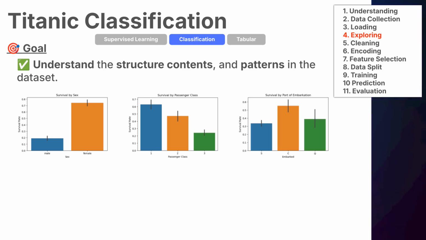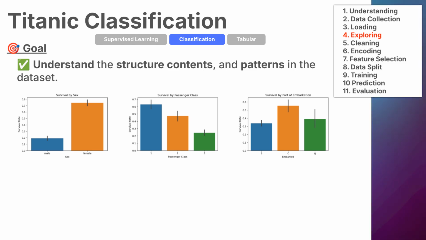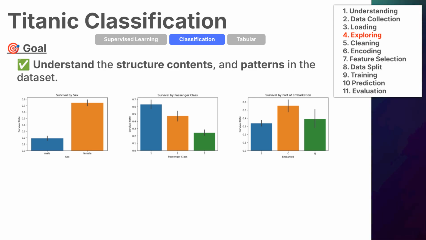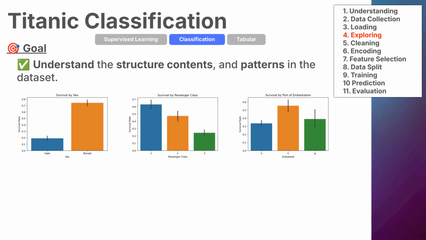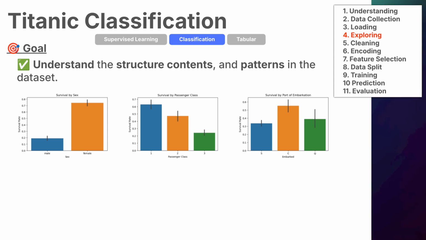Next, survival by port of embarkation. This plot shows the survival rate by the port where passengers boarded. C is Cherbourg, Q is Queenstown, S is Southampton. Passengers from Cherbourg have the highest survival rate, while those from Southampton have the lowest. Embarkation port may be indirectly linked to passenger class or socioeconomic status.